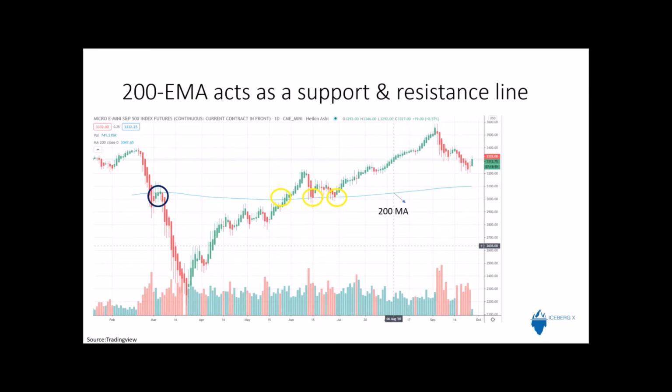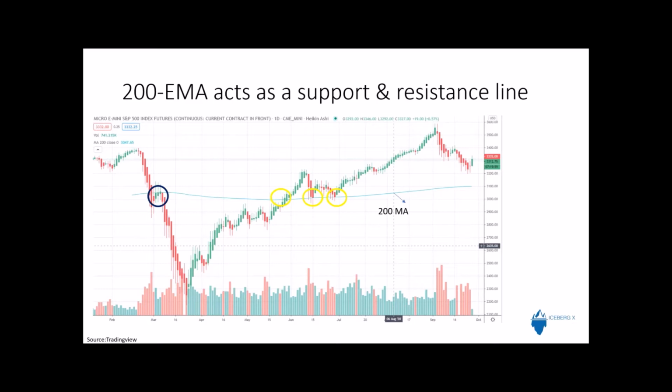You can clearly see here, the black circle highlights that the candles formed below the 200 EMA line, indicating a bearish phase in the market. This chart shows the micro E-mini S&P 500. It was very bearish, especially when the pandemic kicked in, and you can clearly see the candles being formed below the 200 EMA line. Now, the circles highlighted in yellow tell you that every time the candles try to break away, it indicates a change in trend.